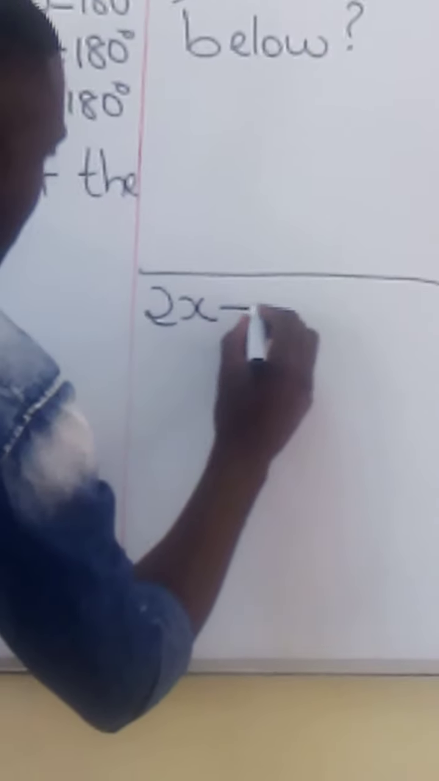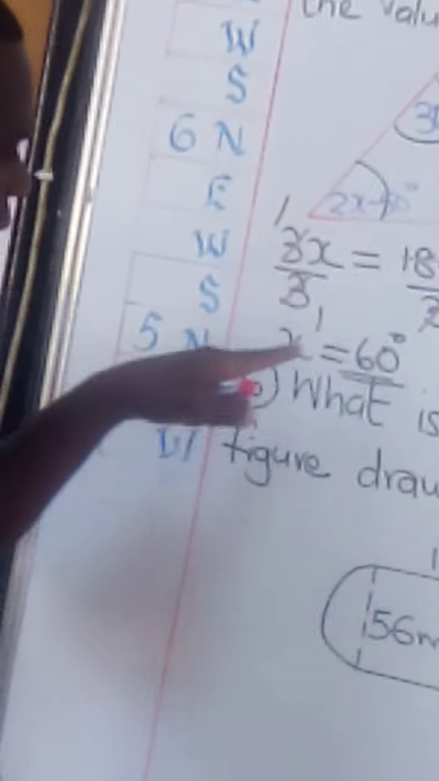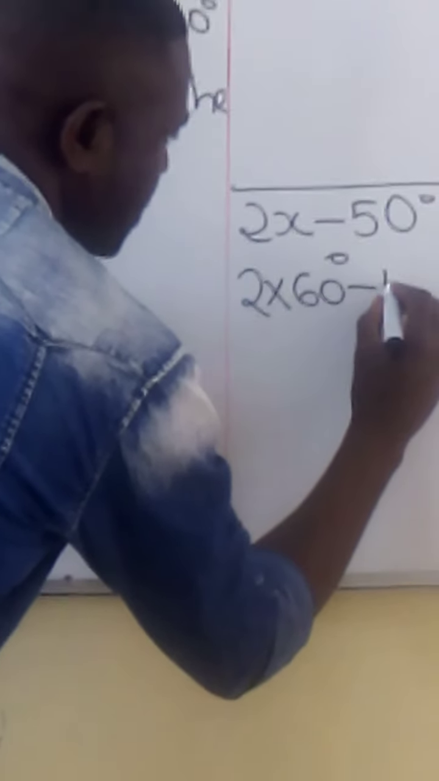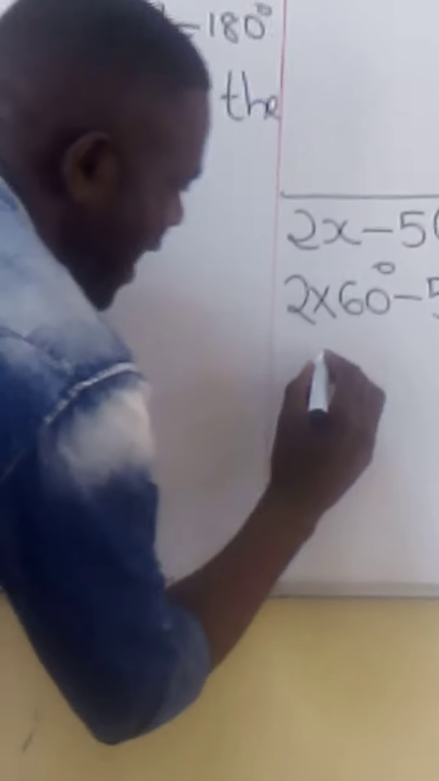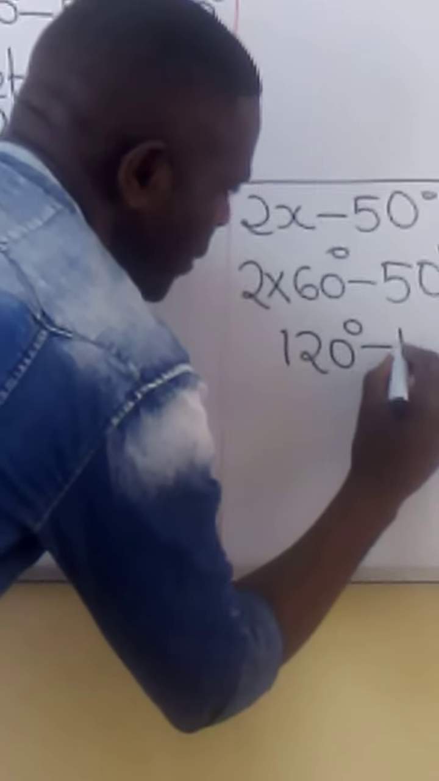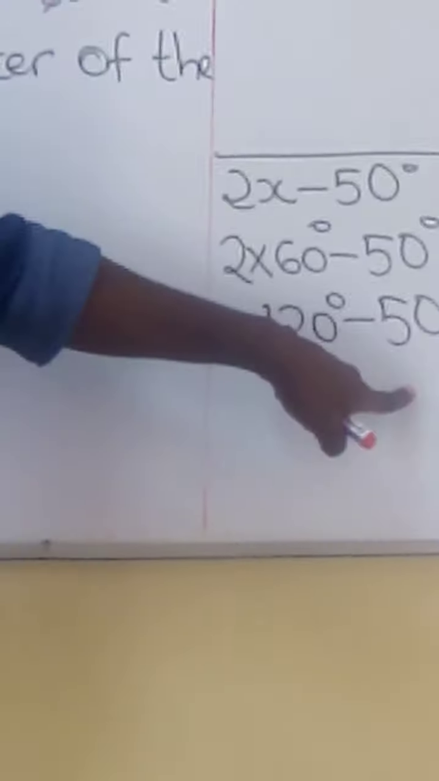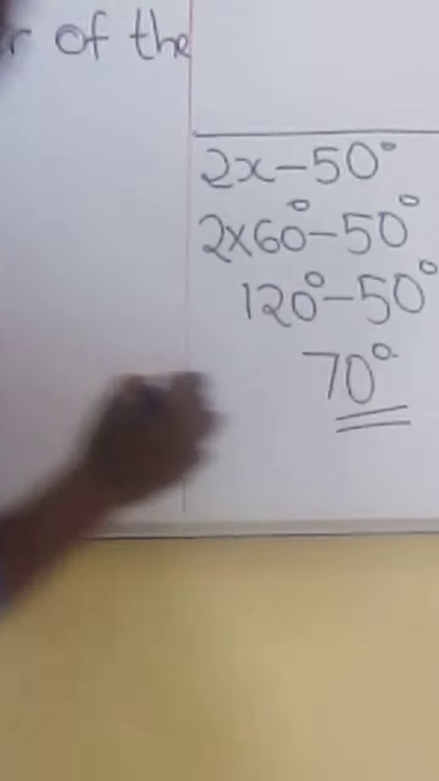There is an angle that has 2x minus 50 degrees. So in the place of x, we'll put 60 degrees, because the value of x is 60 degrees. So it is 2 times 60 degrees minus 50 degrees. 2 times 60 degrees is 120 degrees. We subtract 50 degrees. 120 degrees minus 50 degrees, we get 70 degrees. So one angle is 70 degrees.